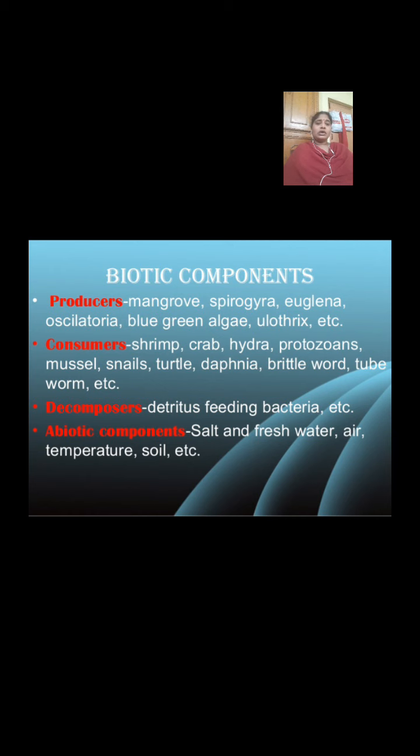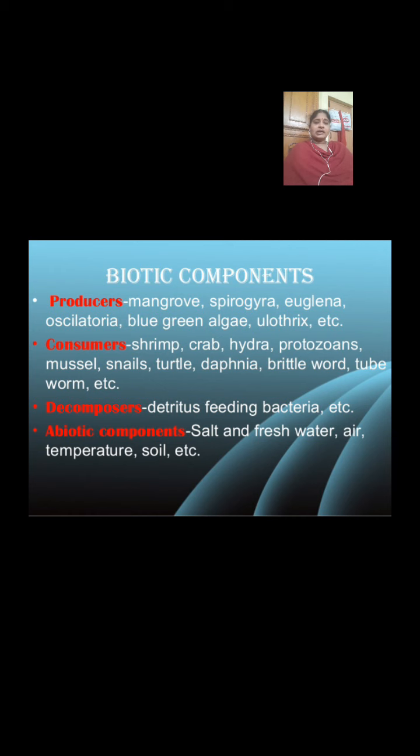Okay. So now decomposers. They help in decomposing the dead bodies of producers and consumers present in an ecosystem. They are also called recyclers. Decomposers are also called recyclers. So what kind of decomposers are present in the Coringa ecosystem? You see, it is detritus feeding bacteria. So what are the decomposers in the Coringa ecosystem? Detritus feeding bacteria.